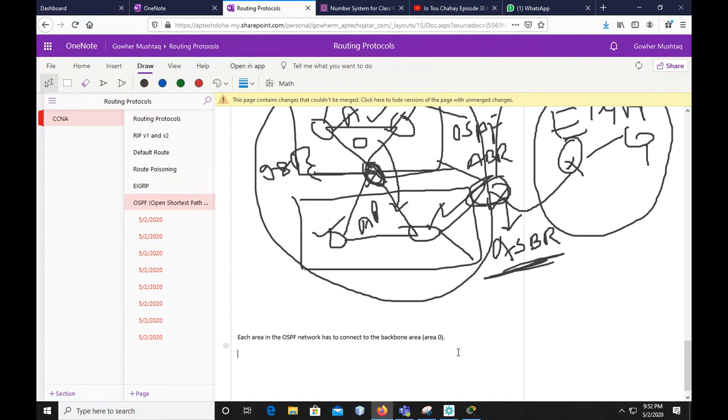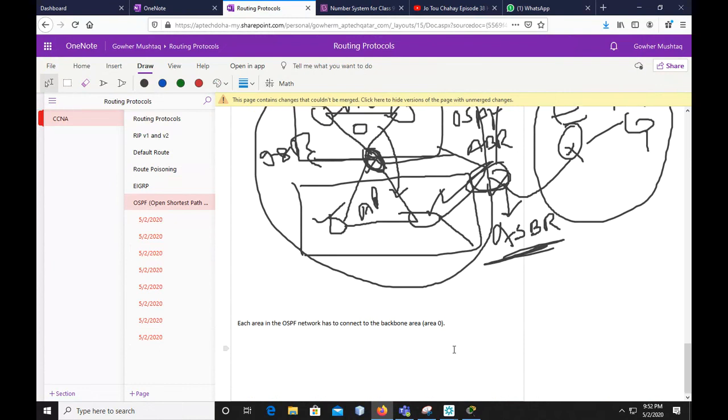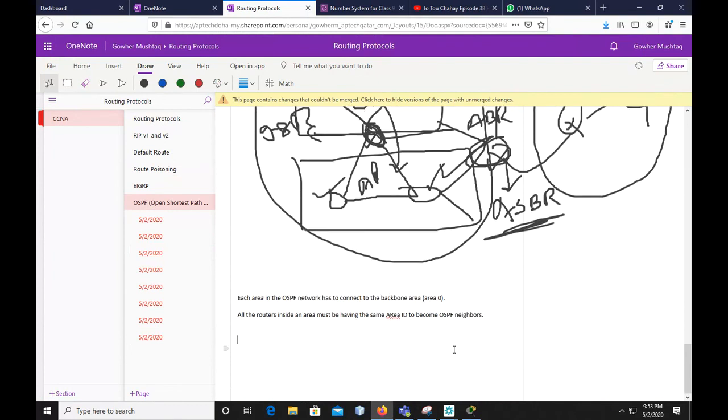This is the first thing, okay? Okay. The second rule is that all the routers inside an area must have the same area ID to become OSPF neighbors. So now, what do you mean by this?